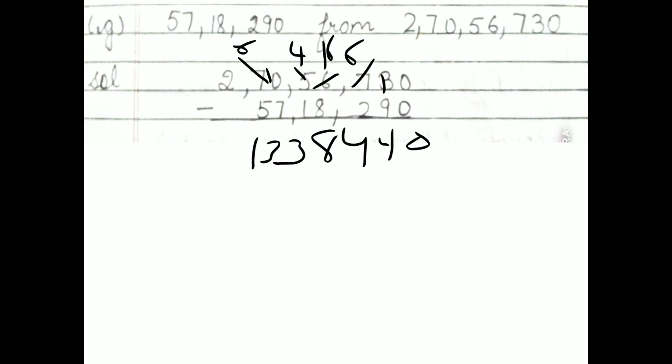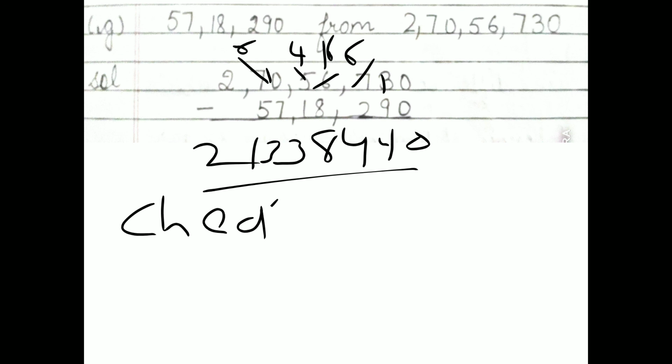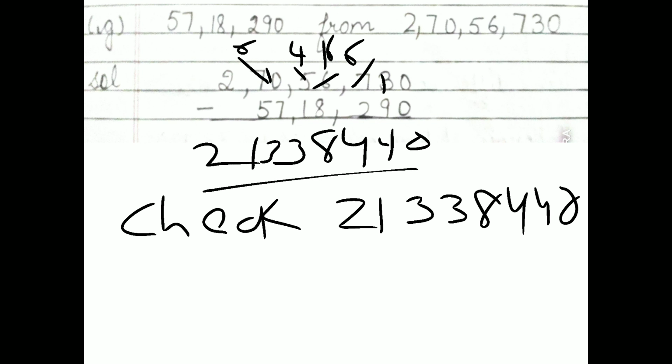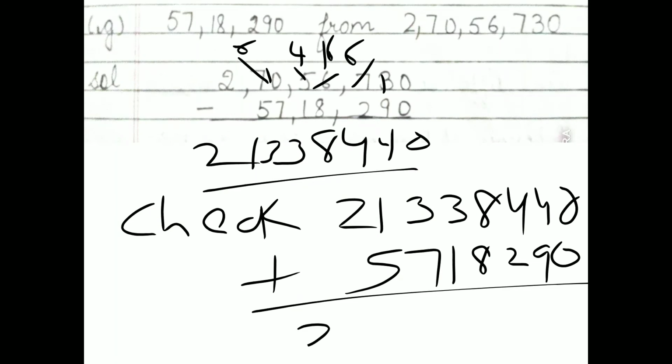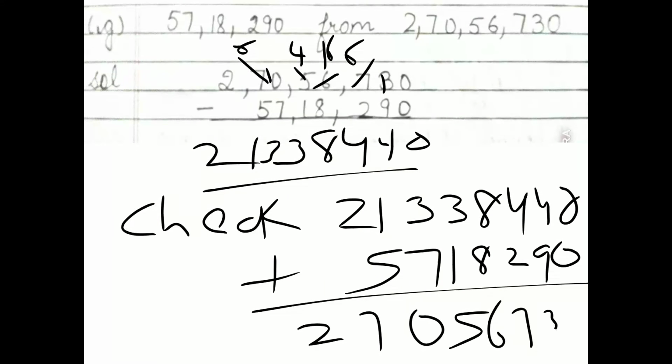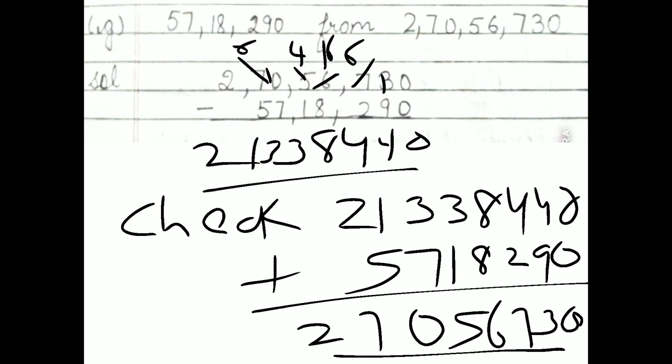then 1, then 2. So again what you have to do? Check. For checking you write 2 1 3 3 8 4 4 0, and the second number is 0 9 2 8 1 7 5. Plus them. The answer will be 2 7 0 5 6 7 3 0. It means our minuend and our check answer are the same.